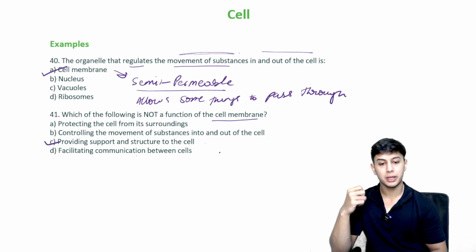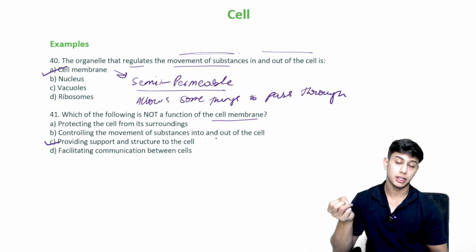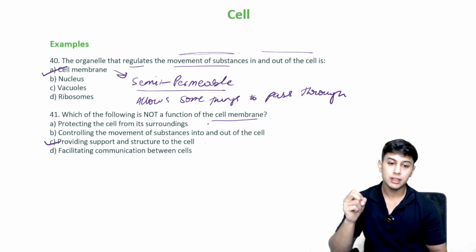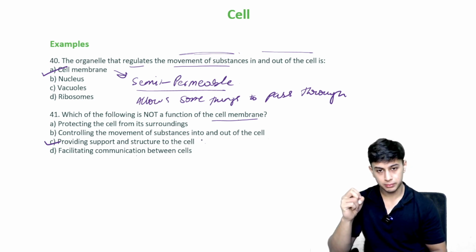So cell membrane is not that hard, it is not that rigid, so it does not give it a structure. Alright, in plant cells there is a structure because of the plastids and the cell wall, but the cell membrane is a semi-permeable membrane. It is soft, it is not that hard, it does not give a strong structure.